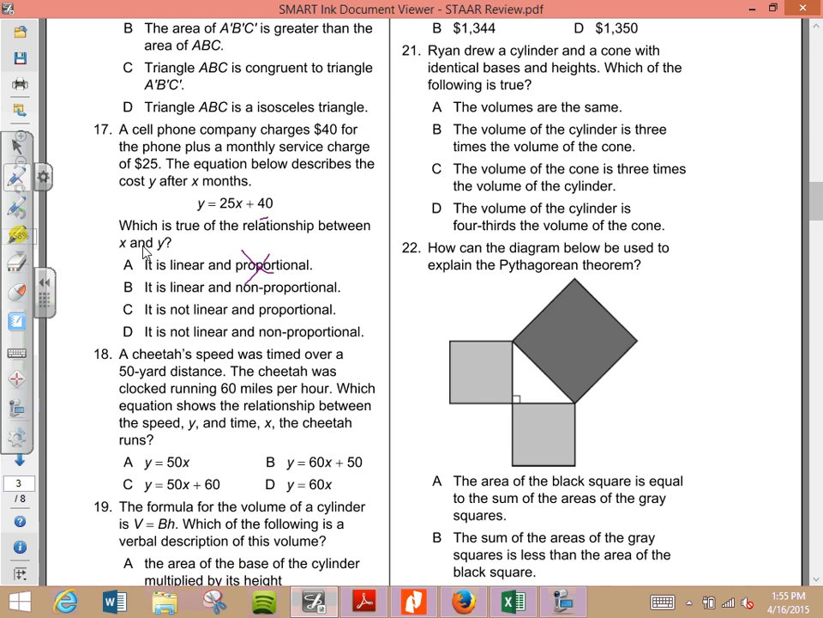That sounds about right. It is not linear. It's a lie. Of course it's linear. So that one is a lie, right? So it'll be b. And how can you know? How can you tell if it's linear?